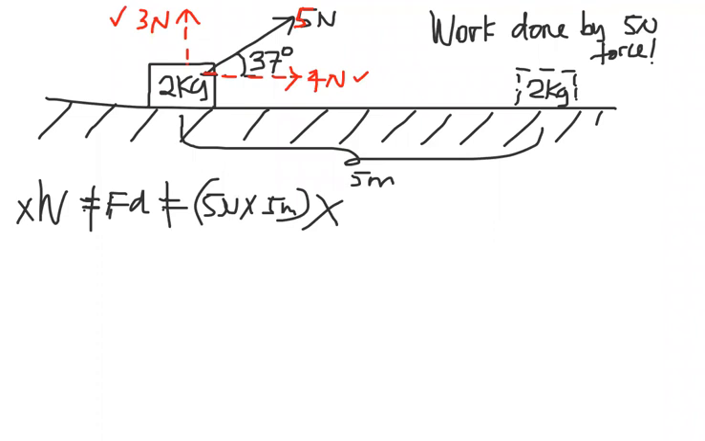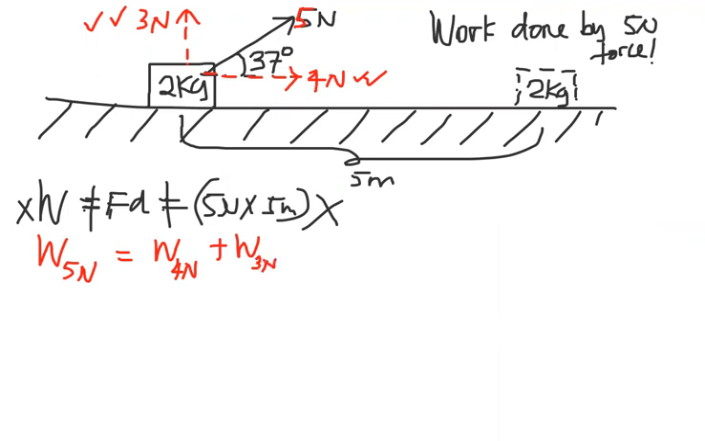Now I can look at the work done by the 5 newton force will be the work done by the 4 newton force plus the work done by the 3 newton force. So what I'm saying is that the work done by the 5 newton force will be equal to the work done by the 4 newton force plus the work done by the 3 newton force.